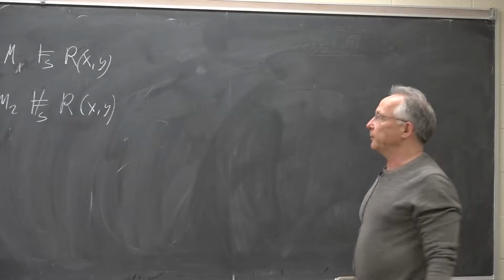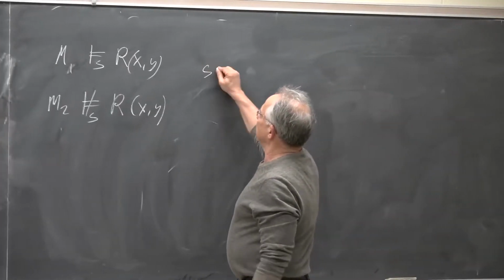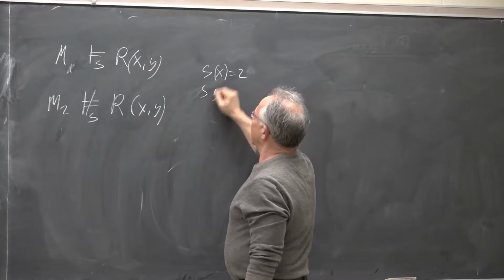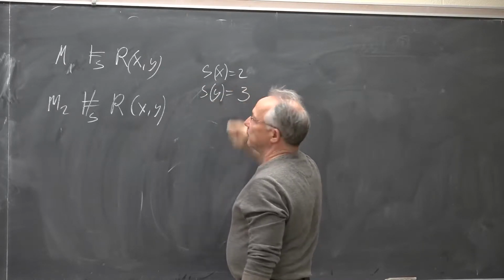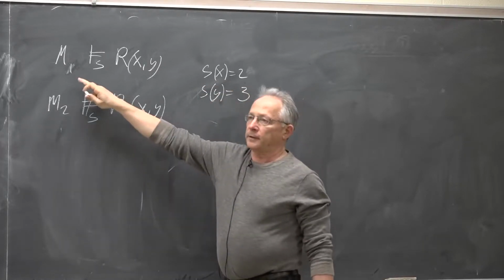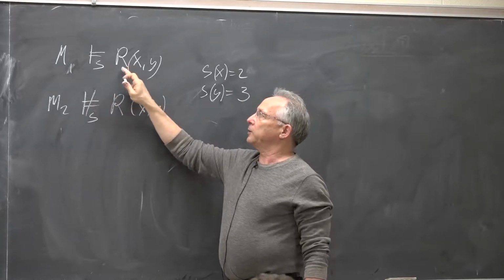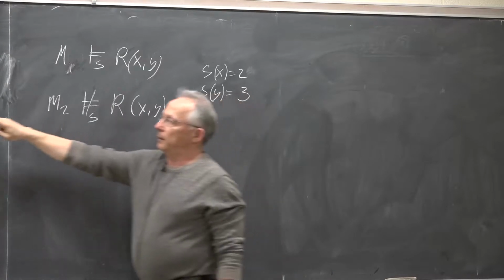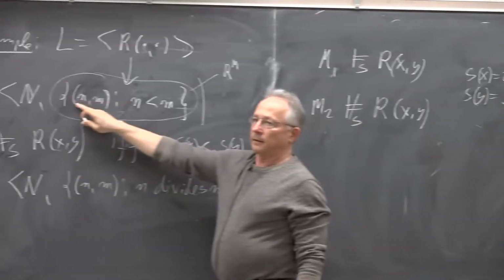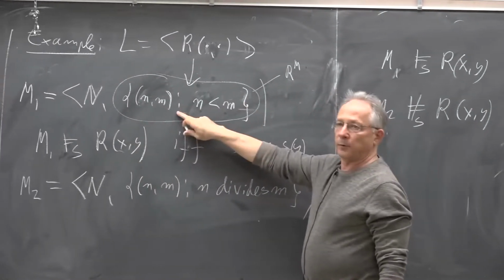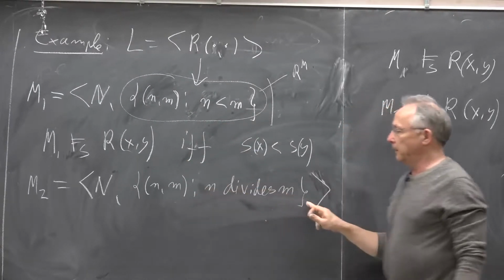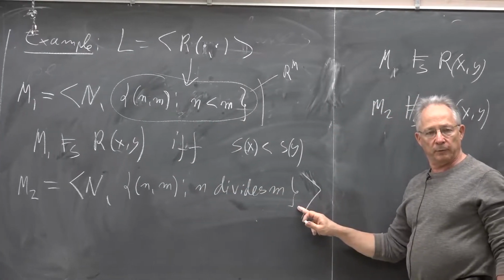2 and 3, right. If S of x equals 2, and S of y equals 3, then in the first structure the relation holds between 2 and 3. 2 and 3 belong to the set of pairs that are the interpretation of R in M1. But 2 and 3 do not belong to the set of pairs that are the interpretation of R in M2.